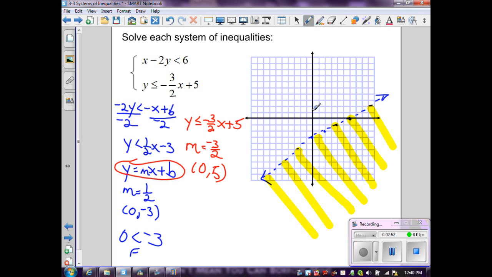Graphing the intercept, 0, 1, 2, 3, 4, 5. Counting down because it's negative, 1, 2, 3, and to the right, 1, 2. Down 1, 2, 3, to the right 2. Down 1, 2, 3, to the right 2. Then I'm going to use the inequality symbol to determine whether it's dashed or solid. Since it's an inequality, it's going to be a solid line, so I connect the points.